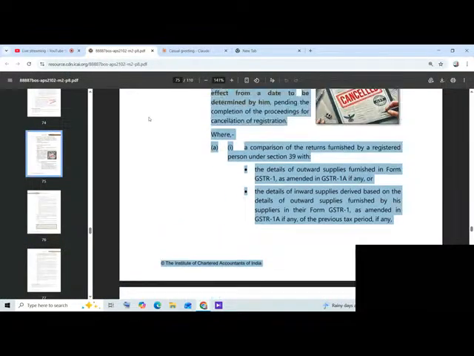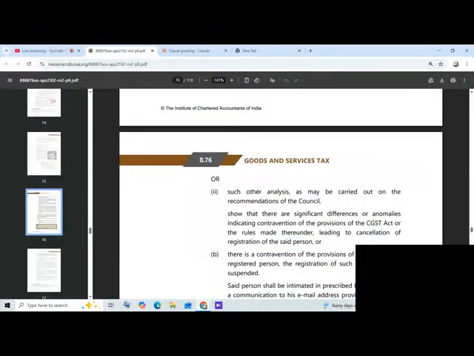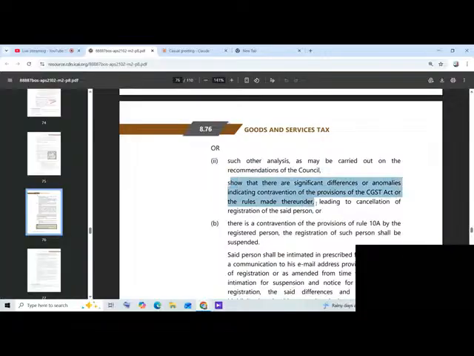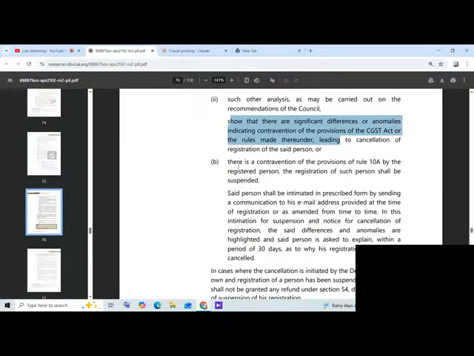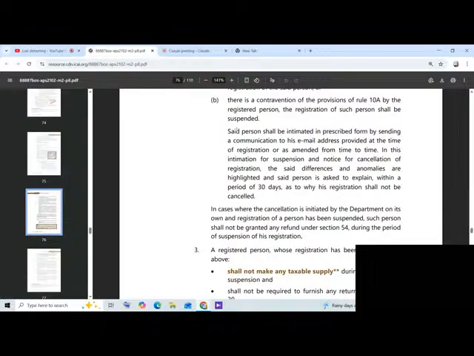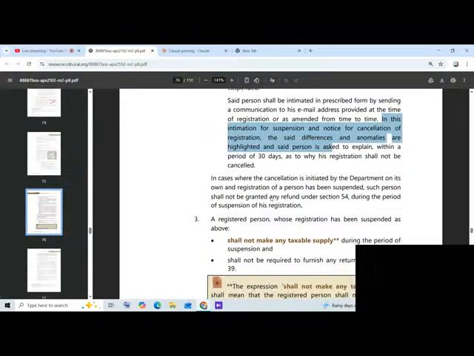So let's read this. A comparison of the returns furnished by the registered person under section 39, the details furnished in Form GSTR-1 as amended, the details of invoices derived on the basis of outward supplies furnished by suppliers, or such other analysis as may be carried out, shows that there is significant difference and anomaly, or there is a contravention of the provisions of Rule 10A by the registered person. The registration of such person shall be suspended. Said person shall be intimated in the prescribed form by sending a communication to his email address. In this intimation for suspension and notice for cancellation, the said differences and anomalies are highlighted and the said person is asked to explain.